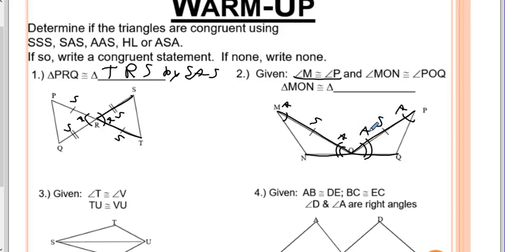Do we have a rule? Yes, we do. Now, how do we do it? MON. Angle 1, angle 2. So angle 1 is P, angle 2 is O, and then Q. And by what rule? ASA.